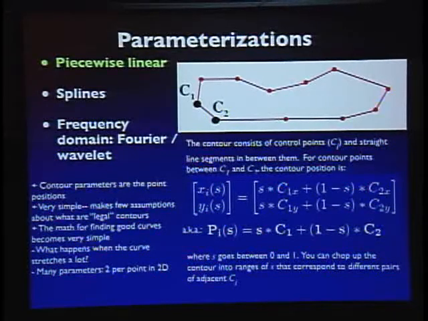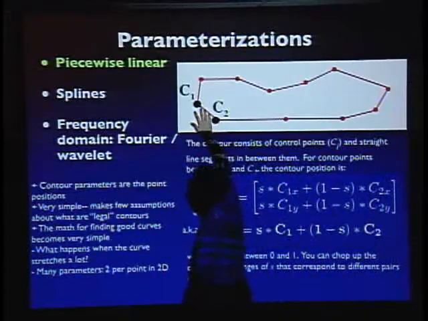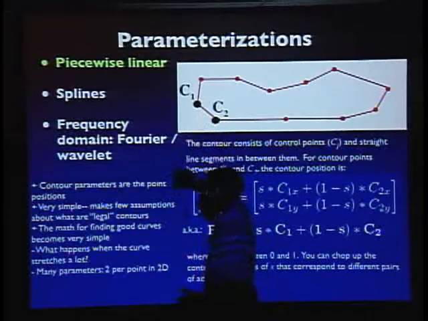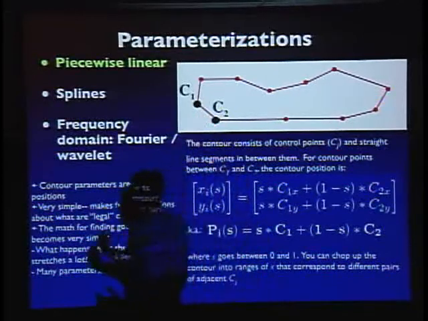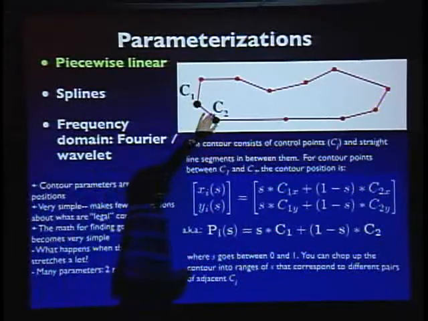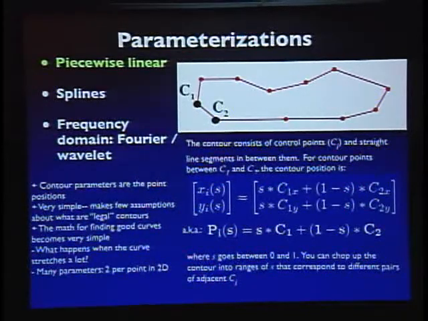It makes really very few assumptions about what legal contours are, because it's simply drawing a straight line in between them. If you think about it, the contour in between the control points is not really defined a priori. You're defining what it is. And so it could do a lot of different things in between here. But you're making things very simple by just connecting the adjacent control points with a straight line. The math becomes very, very simple.